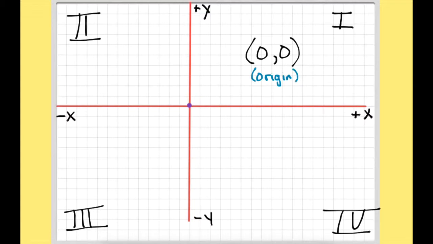If I want to plot another point, say -3, 5, I look at it in alphabetical order, x, then y. So I go 3 spaces in the x direction to the left because it's negative, and then 5 spaces in the y direction up because it's positive. And that puts me right here. There's my point, -3, 5.